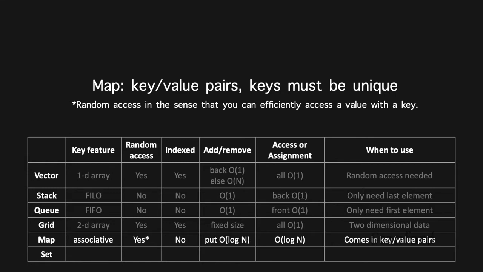Let me quickly talk about this random access. Technically, some people don't call this random access. What I mean by random access is just if you have a key, you can easily get the value. Adding, removing and assignment are log n. You might wonder why logs appear. You'll learn this in week 5. But for now, just trust that accessing and removing elements are log n. Log n is pretty fast, right? If n is a billion, log n is still pretty small compared to n.